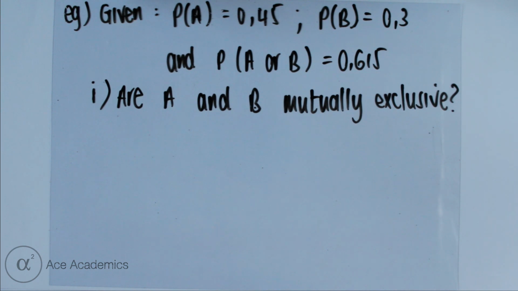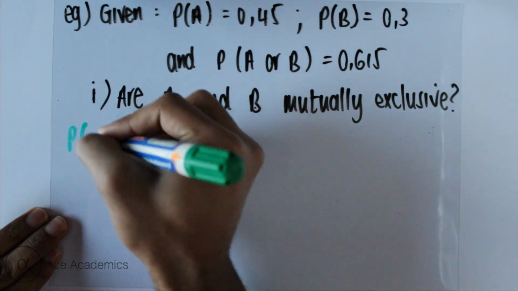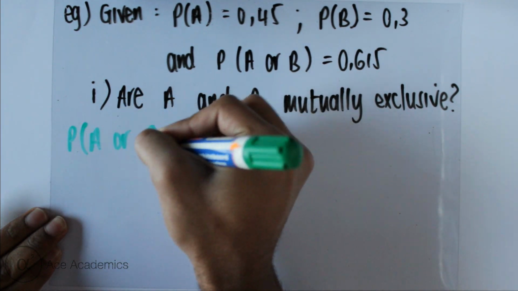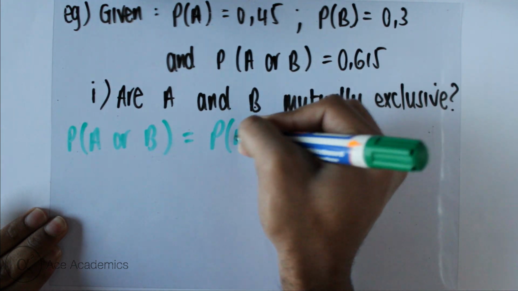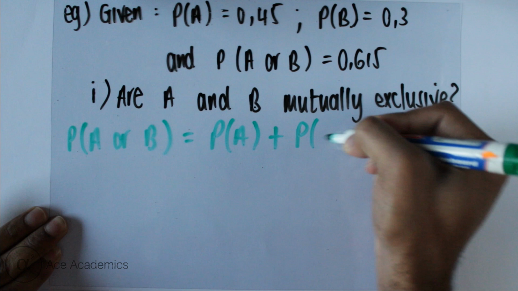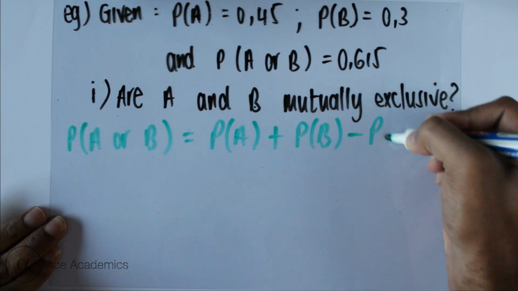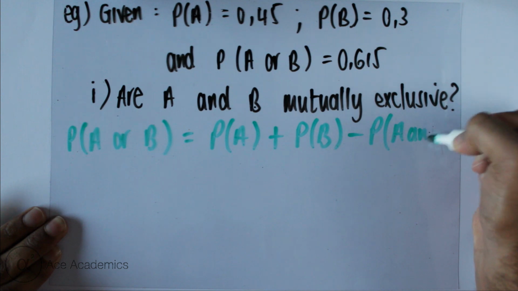There's more than one way to do this, but the way that we will use is that we will simply find out what the probability of A and B is. If it is equal to 0, then the events are mutually exclusive. And if not, then they are not mutually exclusive. So, we can work out the probability of A and B using the addition rule. Again, the addition rule states that the probability of A or B equals the probability of A plus the probability of B minus the probability of A and B.